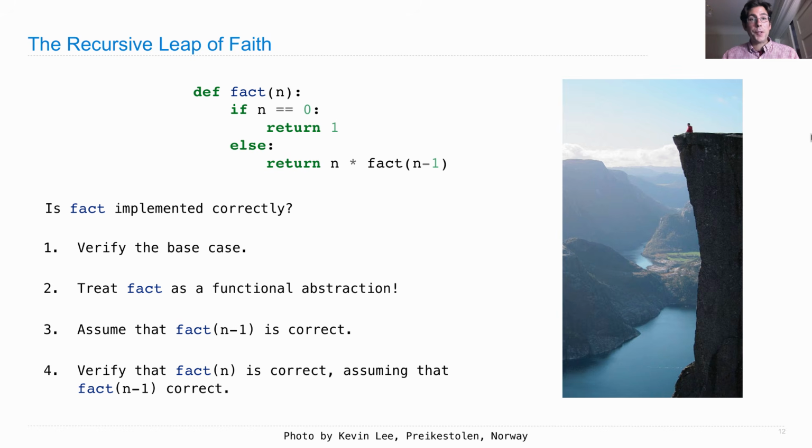Generally, we assume that a function is correctly defined for the simpler case that we use in our recursive call, and then verify that if that's the case, then the whole thing is correctly defined for the problem that we state. So we assume that it works correctly for n minus 1, and we show that therefore it works correctly for n.